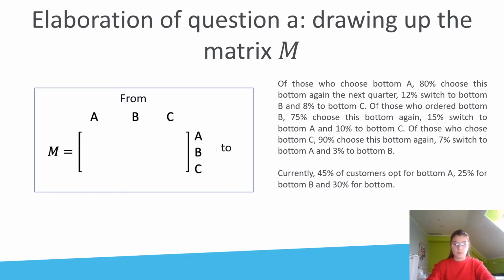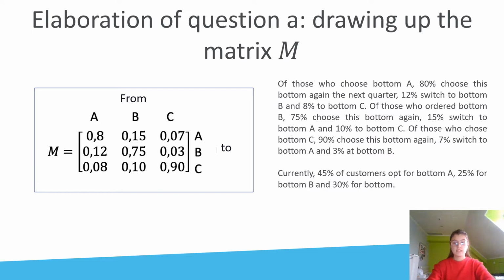80% who chose bottom A still choose bottom A the next quarter. 12% switch to bottom B, and 8% to bottom C. Of those who ordered bottom B, 75% choose this bottom again, 15% switch to bottom A, and 10% to bottom C. Of those who chose bottom C, 90% choose this bottom again, 7% switch to bottom A, and 3% switch to bottom B.